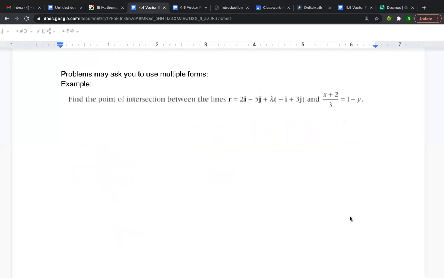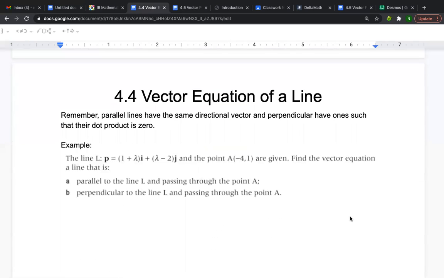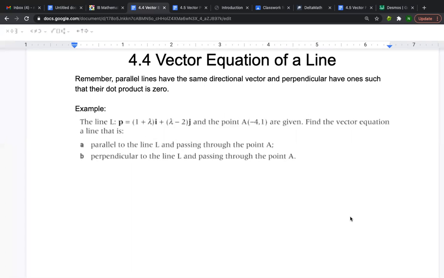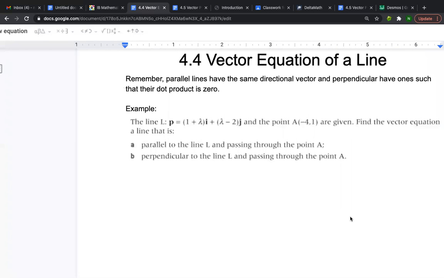Moving on from there. Remember that parallel lines have the same directional vector and perpendicular ones have a directional vector such that their dot product is 0. We just talked about that a little bit, but just make sure you remember that parallel has the same directional vector. Okay, so we're going to look at both of these and make sure we've got it down.